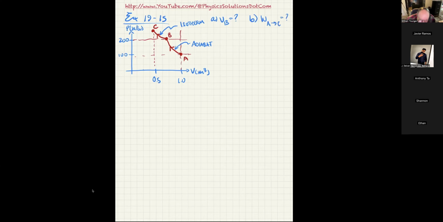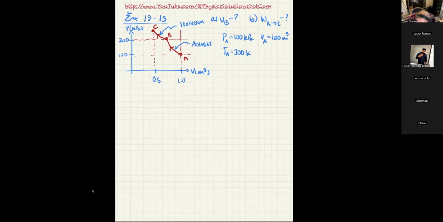That's what we're looking for. What we have in terms of data is PA equal to 100 kilopascals. We also have VA, which you can get from the graph, of course, is 1.00 cubic meters. And we have TA equal to 300 Kelvin.